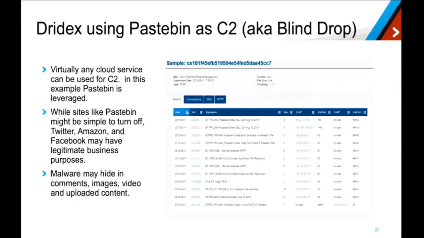Now, Drydex, a banking Trojan, obviously took the whole enterprise sector by storm for quite a long time. And who would have thought that in 2015 through 2016, macro-based malware would be so pervasive and successful. But the fact of the matter is that it is and it was. Even to this day, there is still a great deal of malware that's leveraging these age-old techniques from the days of Windows 95 or whatever.